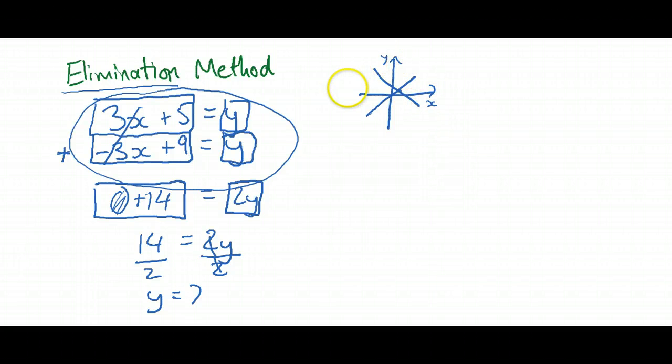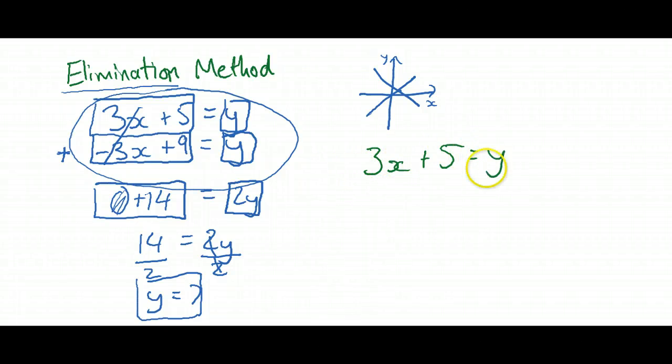In order to find the x coordinate, all we've got to do is substitute this value y equals 7 into either one of these equations that we started with, and we'll get the x value. Watch. Let's do the first one. 3x plus 5 equals y. We've got y equals 7, so we'll change y to 7. Let y equals 7. So now y is 7.